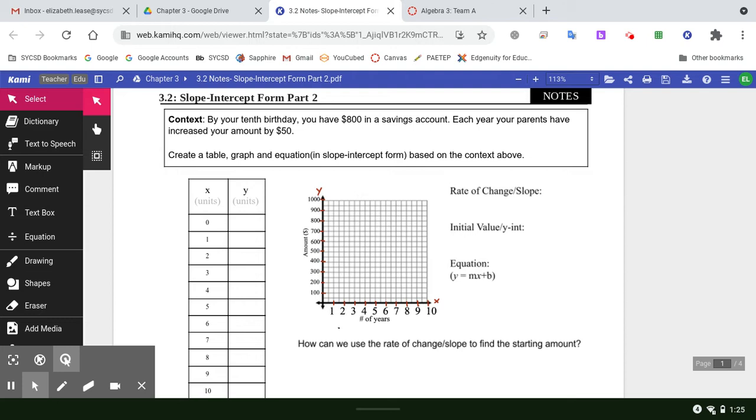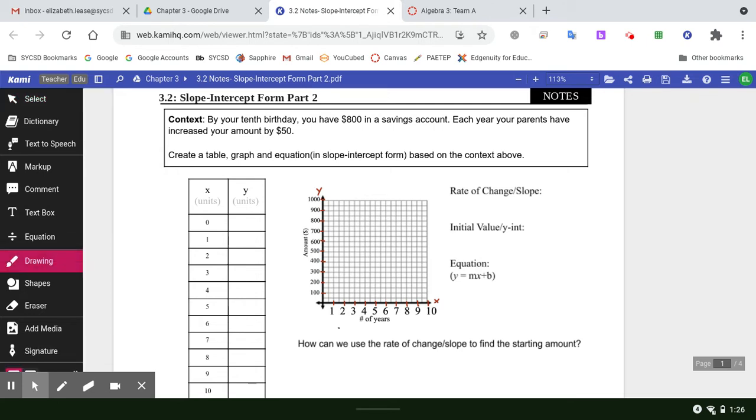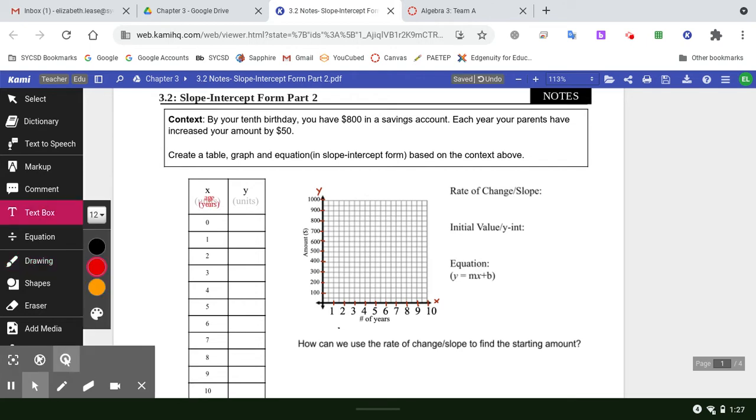First, we want to identify what our variables represent. So our X value, or our inputs, is going to represent your age in years. The Y variable is going to represent the amount in your savings account represented by dollars. This helps us identify specific points of data that we are given.